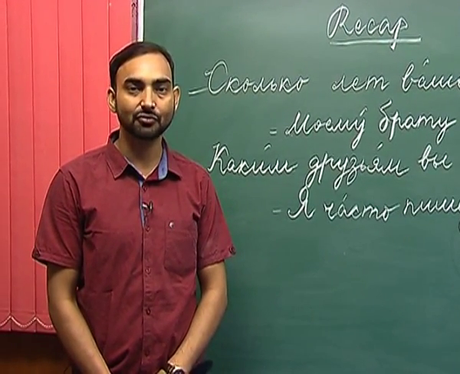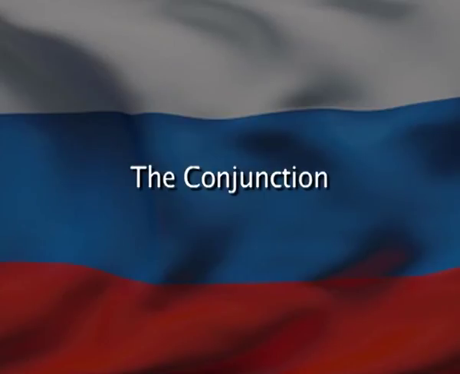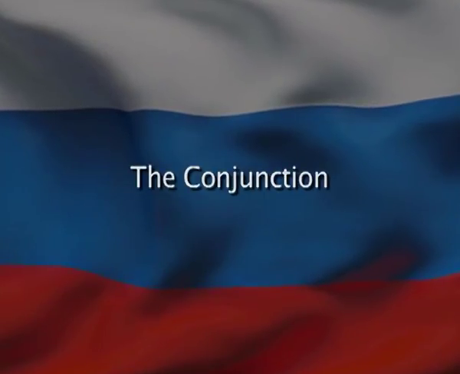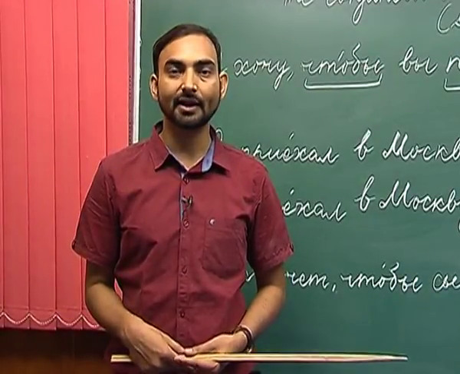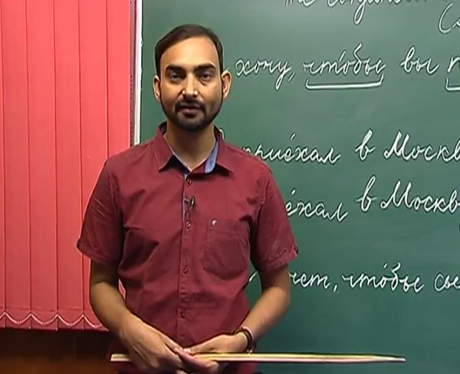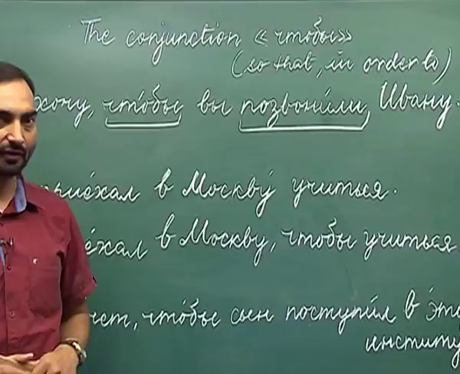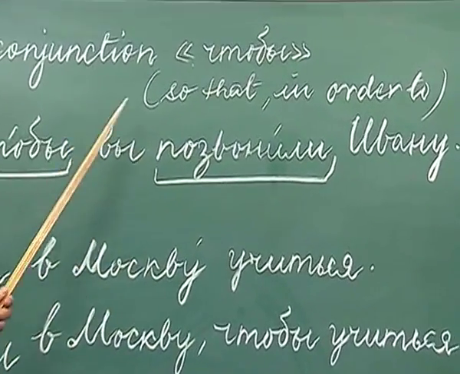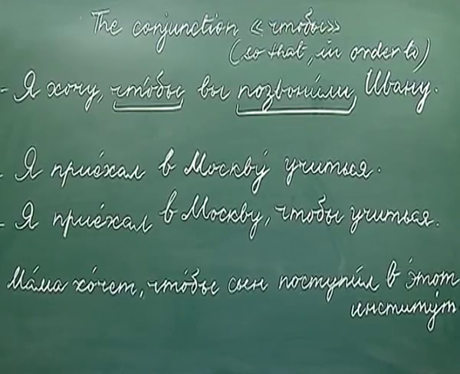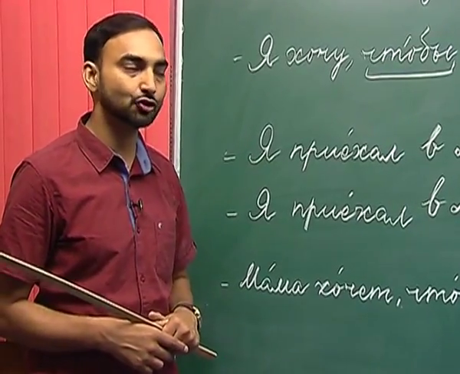We will now move on to the topics that we are going to cover in this lesson. We will start the lesson with the conjunction shtoby, which means so that or in order to. Although it can be translated in various ways, the main meanings are so that, in order to. Let us look at some of the examples where we have used the conjunction shtoby.